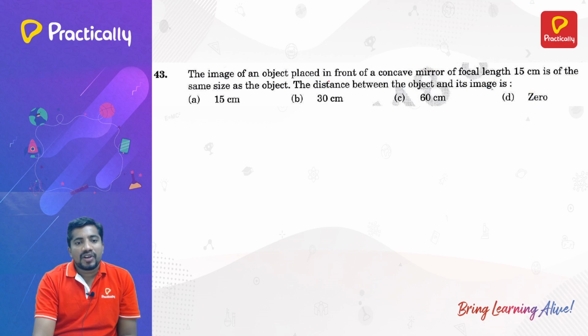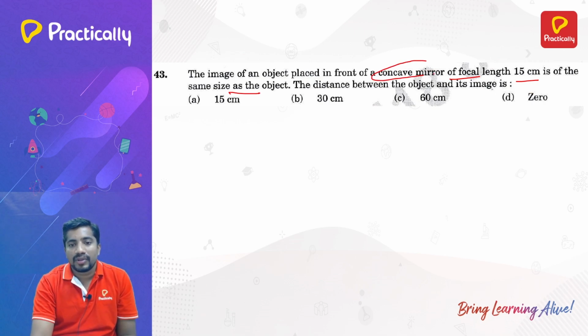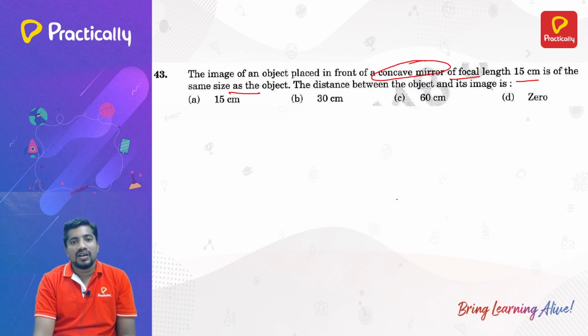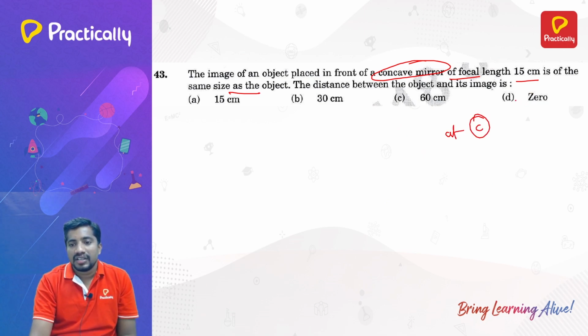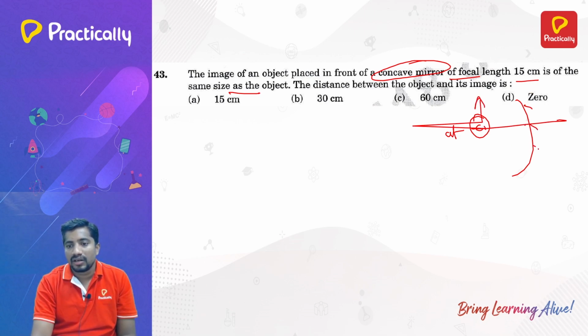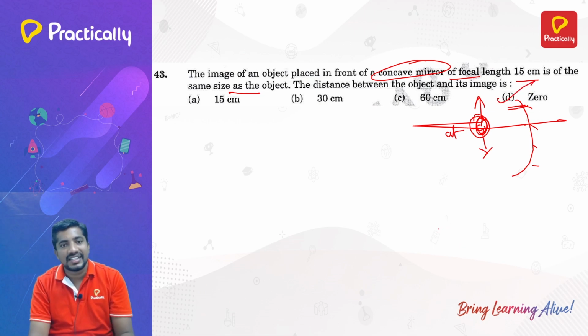43. The image of an object placed in front of a concave mirror of focal length 15 cm is of the same size. See, they said the mirror is a concave mirror and it's giving the same size image of the object. So it's possible when the object is placed at the center of curvature, and the image is also formed at the center of curvature. In such a case, the distance between object and image will become 0 because both are forming at C itself.